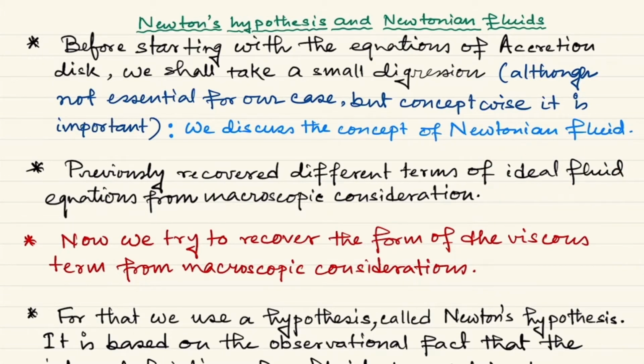Now here we will try to recover the form of the viscous term, which was absent for the ideal fluid equations, of course, and which is constituted by the off diagonal part of the pressure tensor. Okay, we try to recover that part from macroscopic considerations.